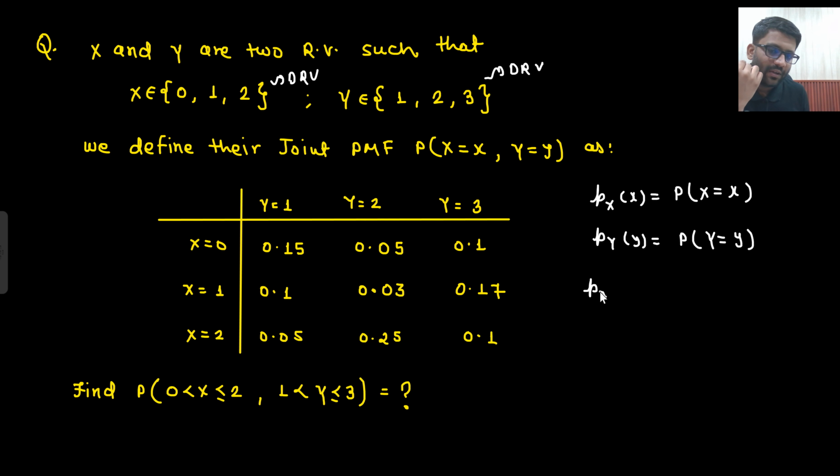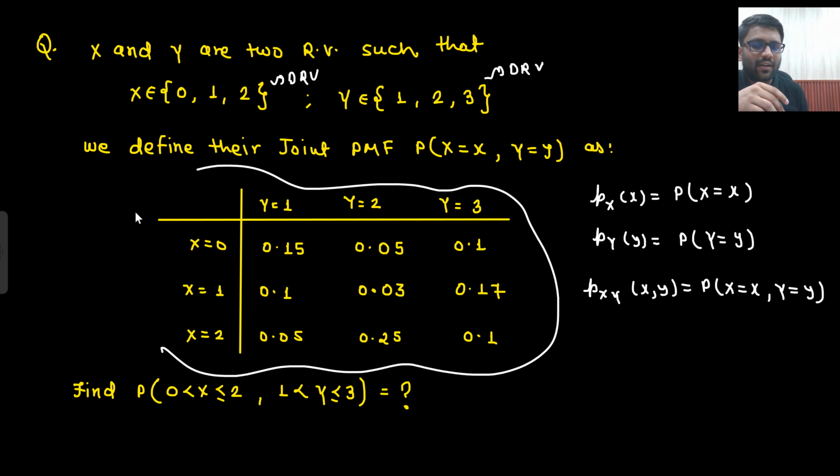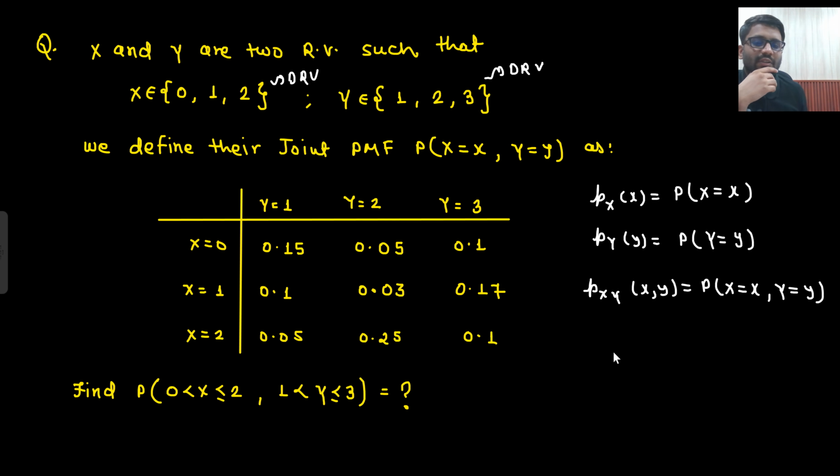What would have been your P_XY(x, y)? So probability of random variable X taking value small x, and random variable Y taking value small y. That's it. This is how you can define the PMF as well. This kind of table you will see a lot in information theory, and in digital communication as well. So you should know the meaning of this table. This tells the joint PMF of random variables X and Y.